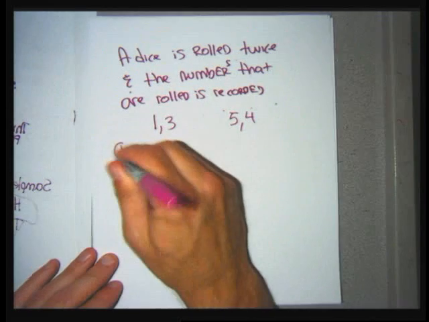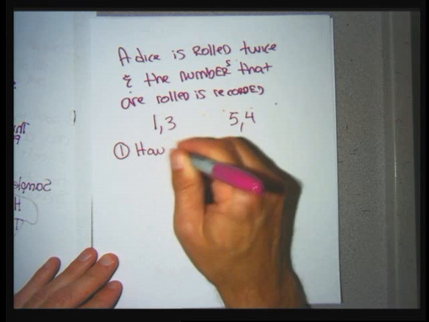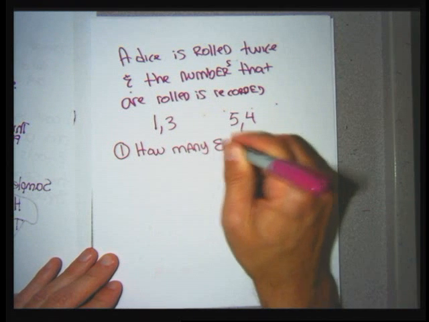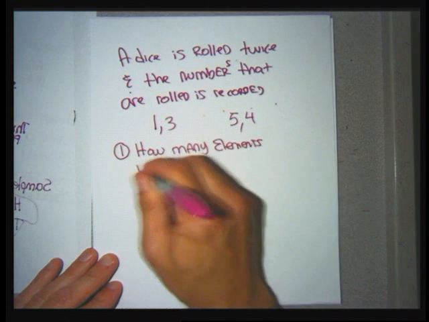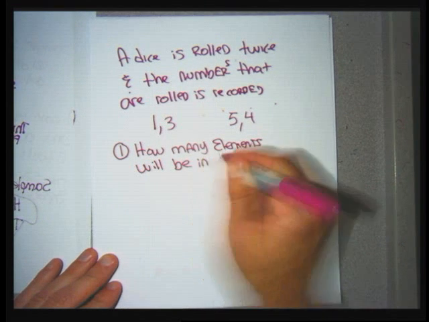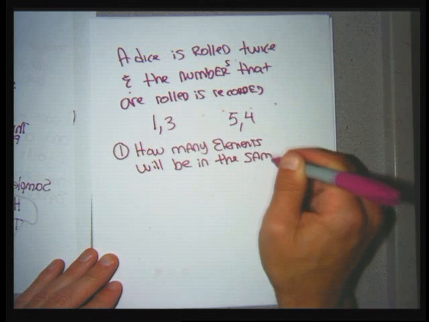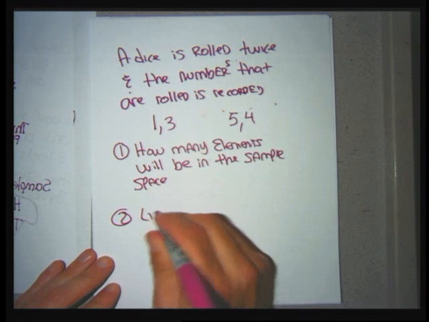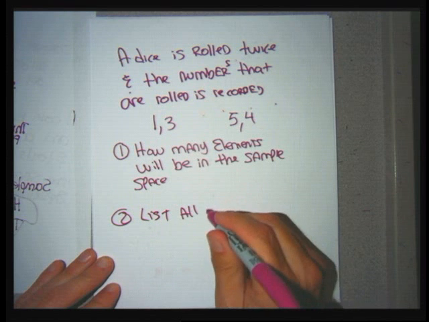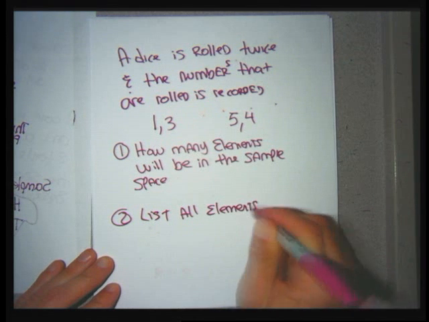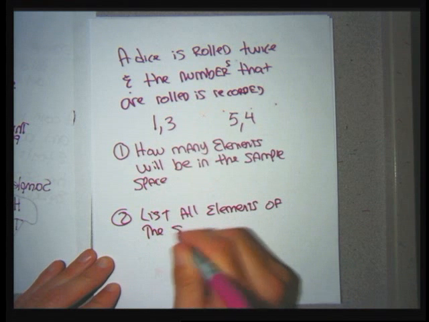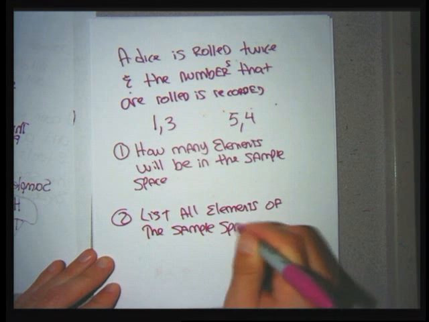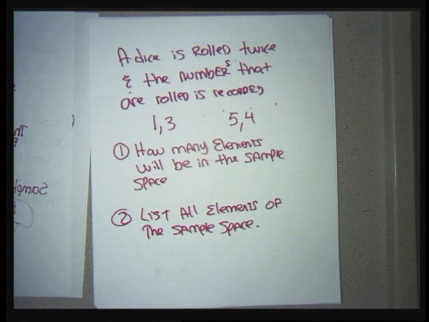Let me ask 2 questions. First question would be, how many elements will be in the sample space? And then 2, physically list the sample space. List all of the elements or the members of the sample space. So it's really nice to know how many before I try to list the sample space. That way I know I can be done more efficiently and be confident in my answer.